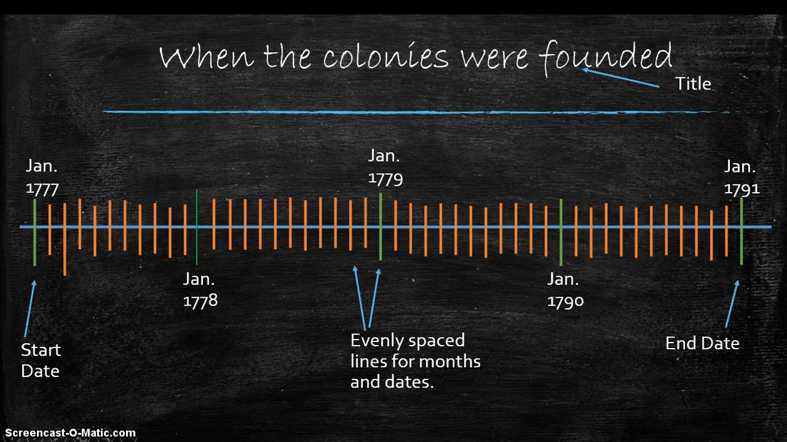And that is all the elements that you need to have a timeline. You need the title, the start date, the end date, and evenly spaced lines for the months and the dates.